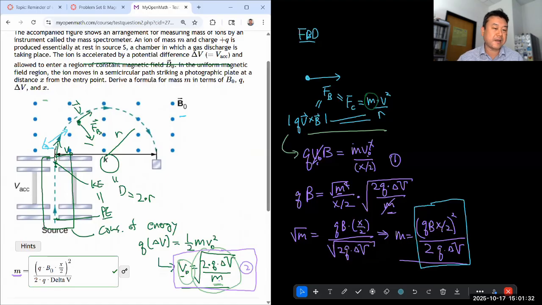So this is like an experimental setup where the main thing you would be measuring is basically x. You move your detector until you can detect the particles that come back. With the parameter x, you plug it in here. Then with everything else known, you get the mass of the ion, assuming you know its charge.